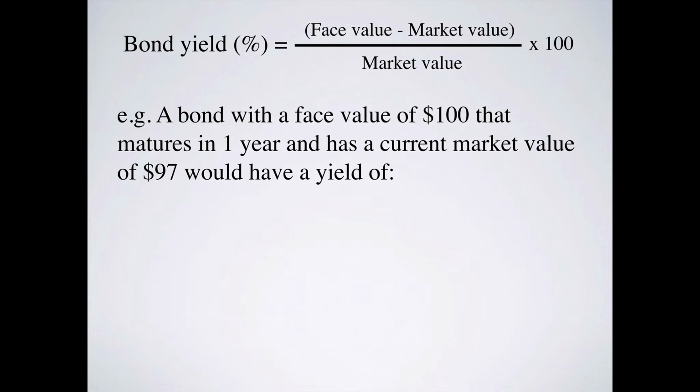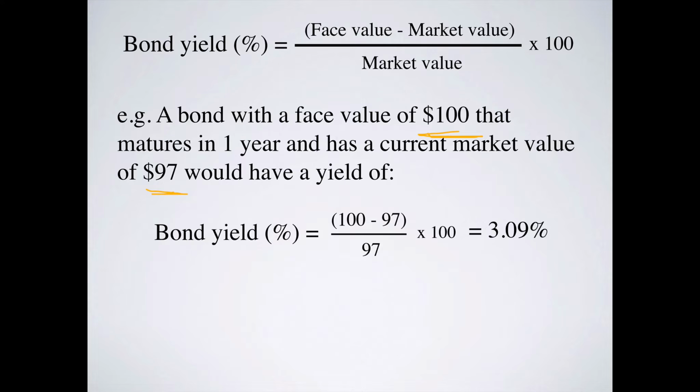So, example: let's say we have a bond that has a face value of $100, matures in 1 year, and has a current market value of $97. To put this into our formula to give us the yield, we use the same formula. The face value, 100 minus 97, over 97. So we get 3 divided by 97. We multiply that by 100 to give us 3.09% for the bond yield in this case.